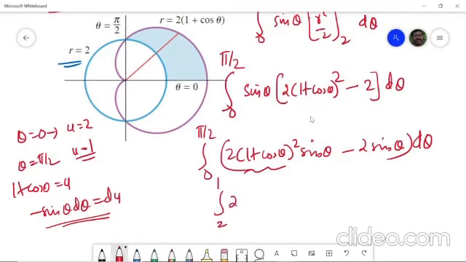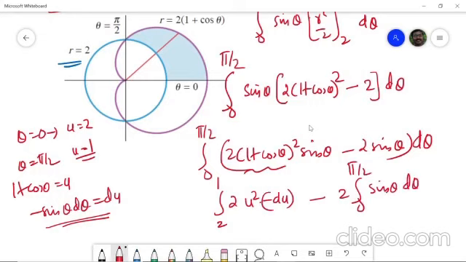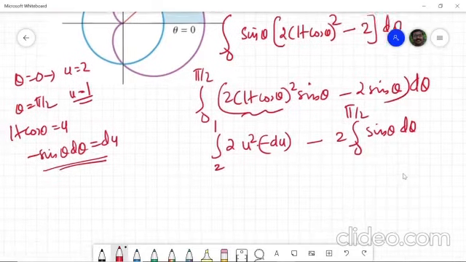2 into u square into minus du, minus. This is actually the integral from 0 to pi. That integral we have not done anything. 2 into the integral from 0 to pi of sin theta d theta. So if you do this, what will you get?